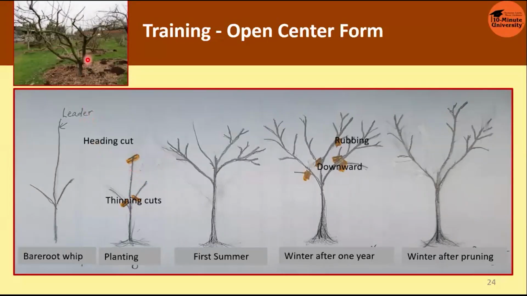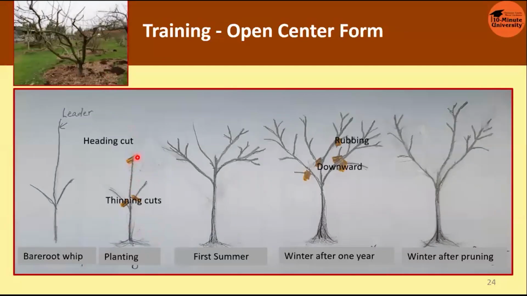The photo here, as an example, shows an apple tree that naturally wants to grow into a central leader, getting a heading cut when it was young. That's pretty low. I think maybe about 2 feet above ground or even less. And it developed a branching structure which formed an open center tree.